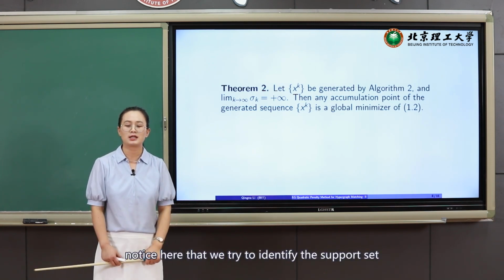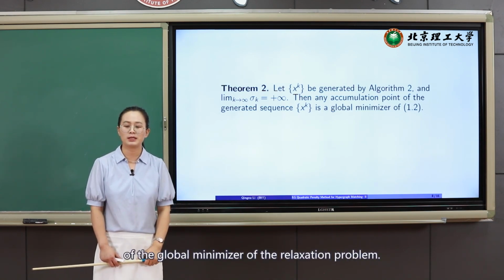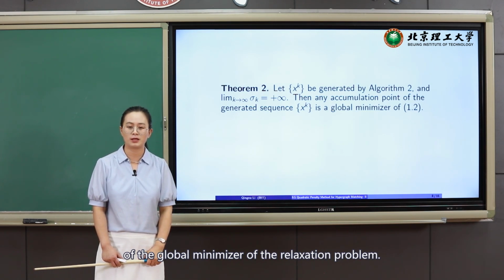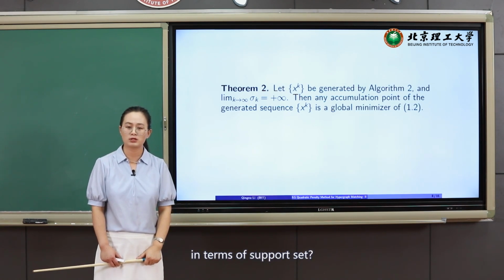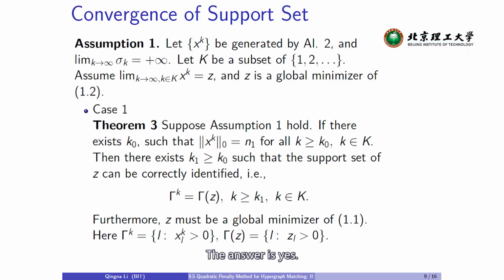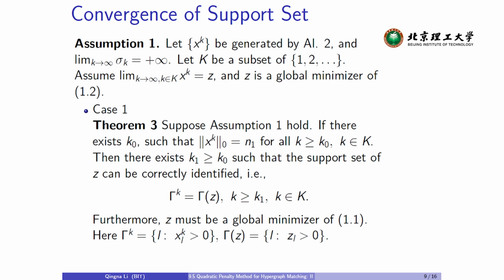However, notice here that we try to identify the support set of the global minimizer of the relaxation problem. Therefore, can we get more interesting results in terms of support set? Okay, the answer is yes. We can actually prove that under reasonable assumptions, when the quadratic penalty parameter sigma k is large enough, then we can successfully identify the support set of the original global minimization problem.